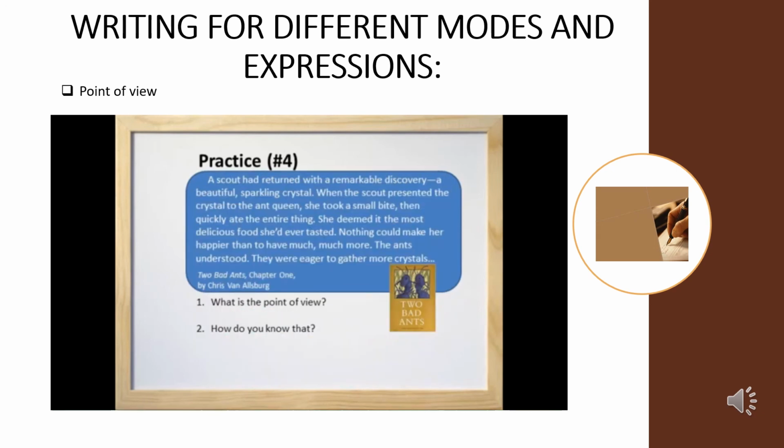Practice 4 from the story Two Bad Ants. Question 1. What is the point of view? The answer is third person omniscient. Question 2. How do you know that?